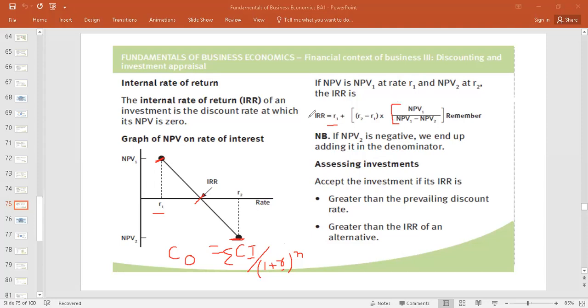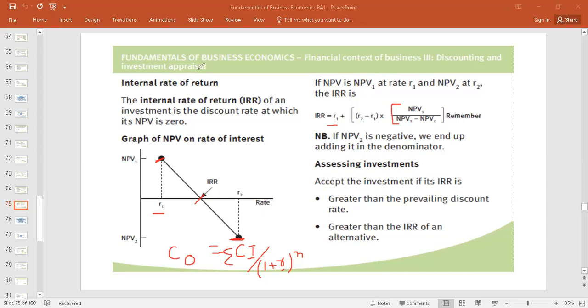IRR is calculated as the lower rate, between the two rates R1 and R2, whichever is lower, plus a fraction: the NPV at the lower rate divided by the difference between the two NPVs, NPV1 and NPV2. That's a delta; we just find the difference. Multiply this fraction by the difference between the rates. When we substitute this, we get the R value.